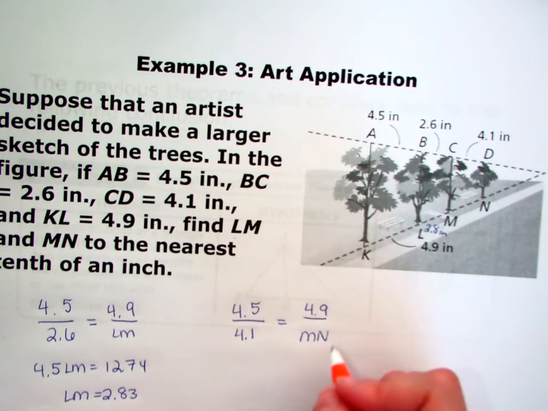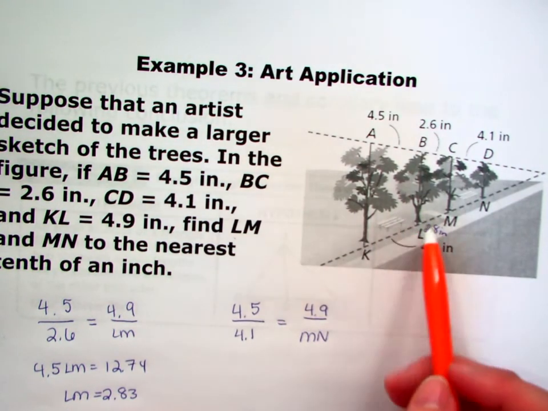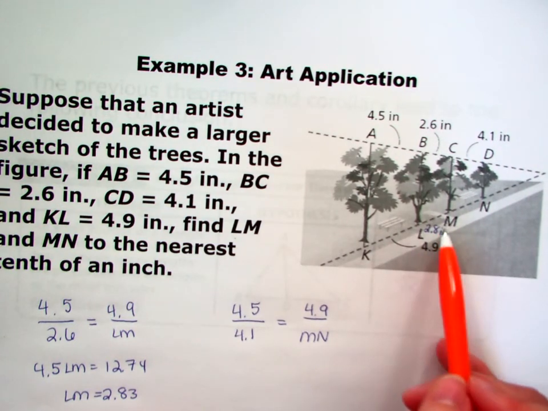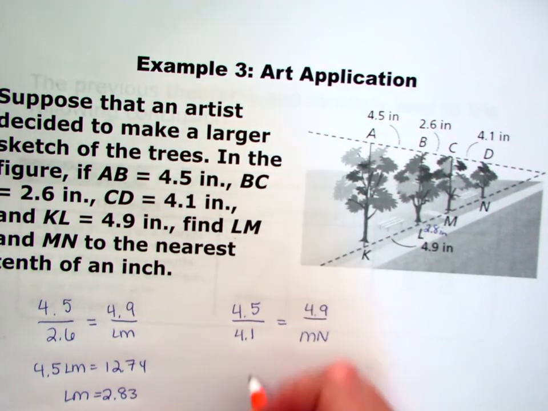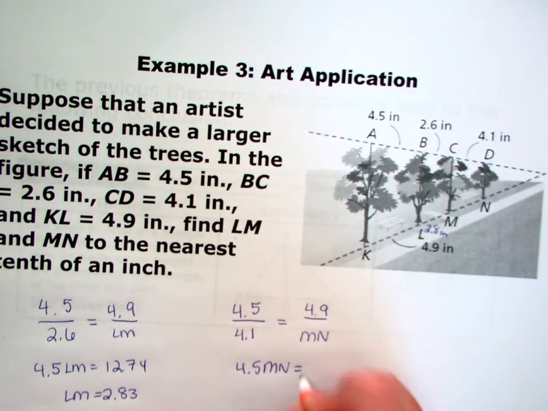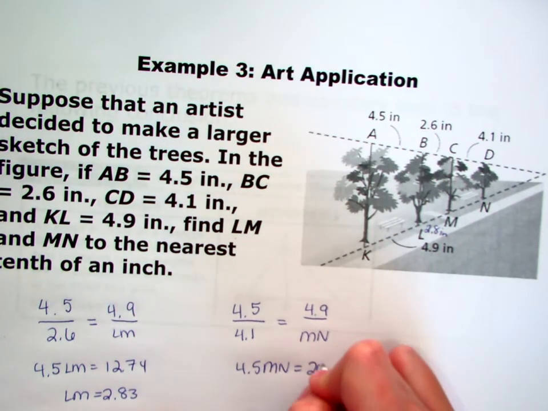You may ask, why did I use those particular sides? Well, because these were the numbers that they gave me, so I don't have to worry about the fact that I rounded here, so try to avoid the rounded number. So we cross multiply. 4.5 MN is equal to 4.1 times 4.9, and that's going to give me 20.09.